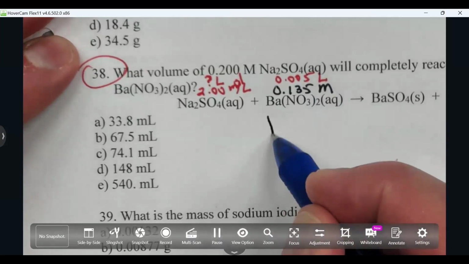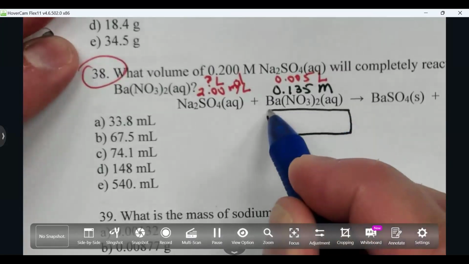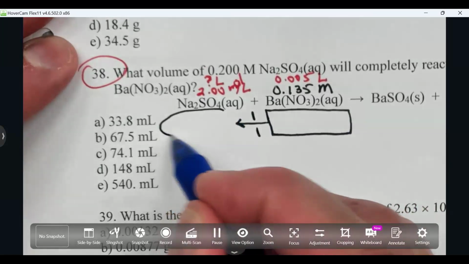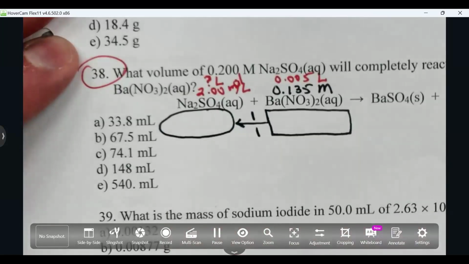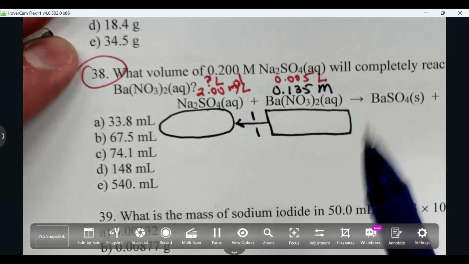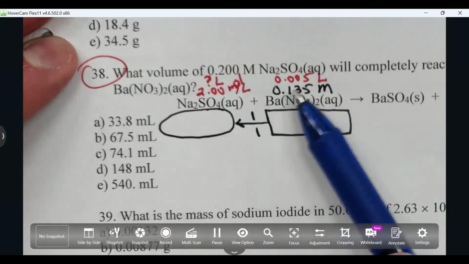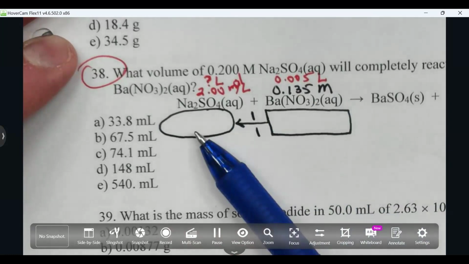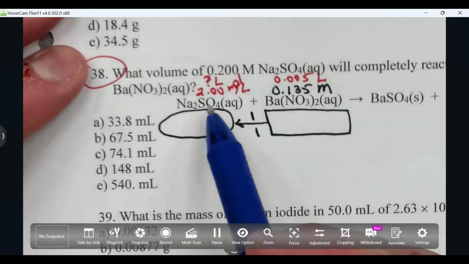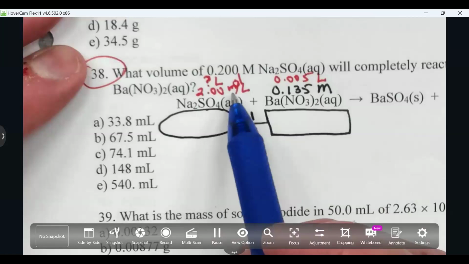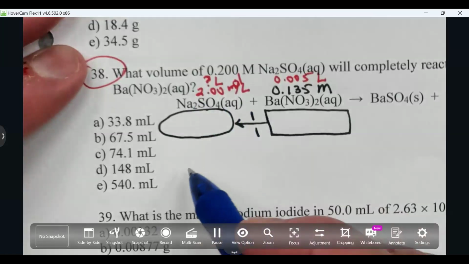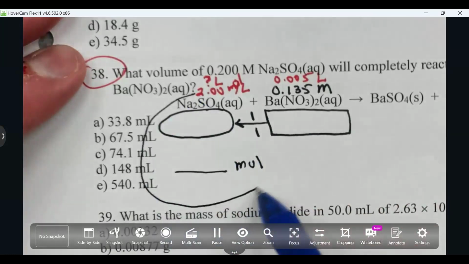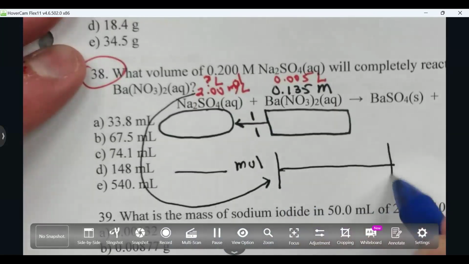Liters times molarity. Here's our moles. This is 1-to-1. So 0.005 times 0.135 is your moles, 1-to-1. Then you've got your moles there. Once you have your moles there, this is in moles per liter. You're going to want to flip this. Take your moles. You're going to want to flip your molarity here.